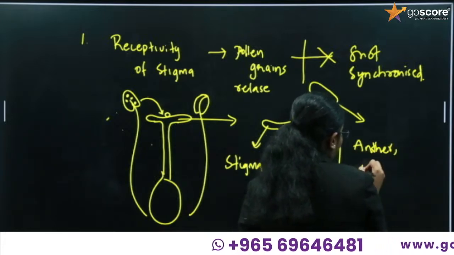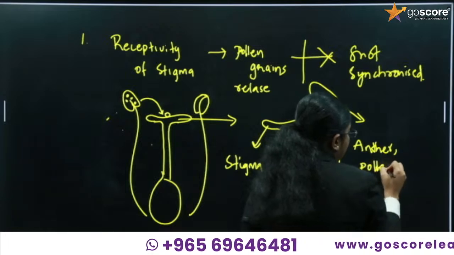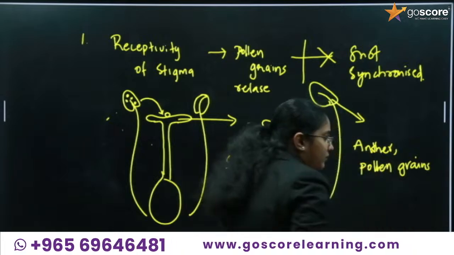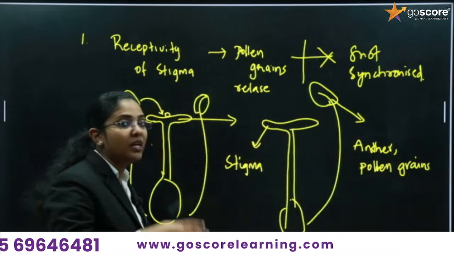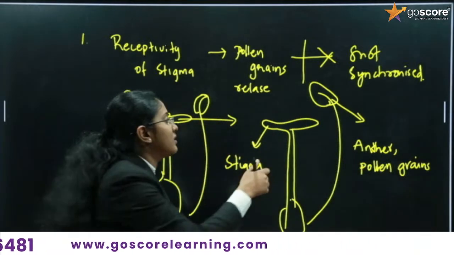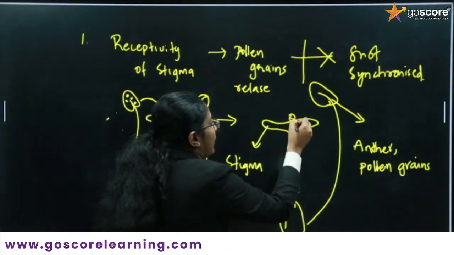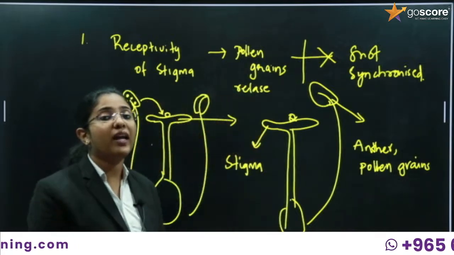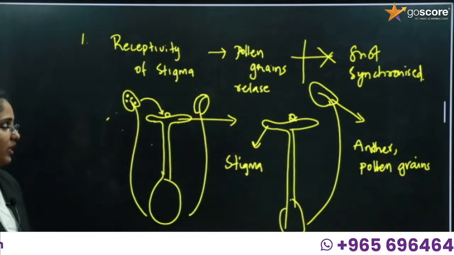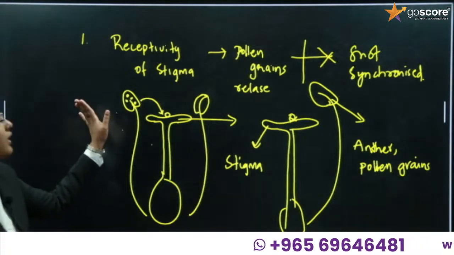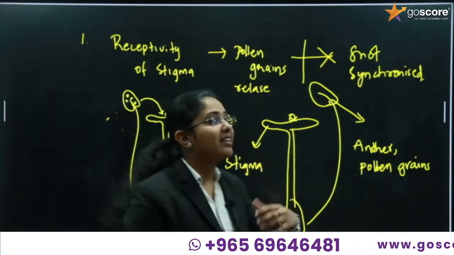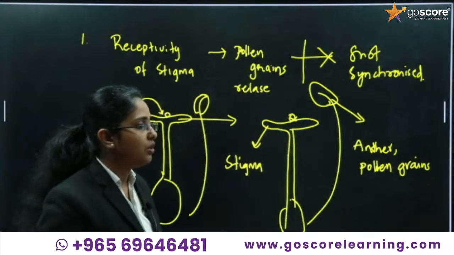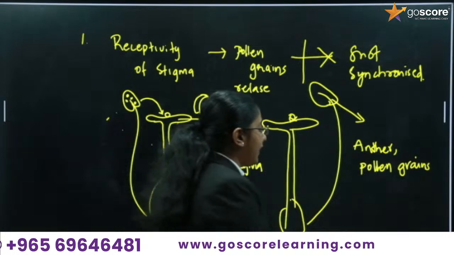anther dehisces pollen grains before the maturation of stigma, so that the pollen grains which come towards this side won't get pollinated, thereby preventing self-pollination. So we can say the first technique is the non-synchronization of the receptivity of the stigma with the pollen release. So what is the second one?